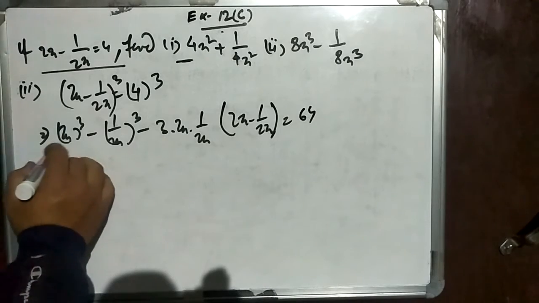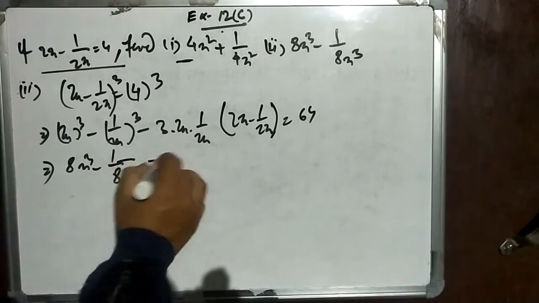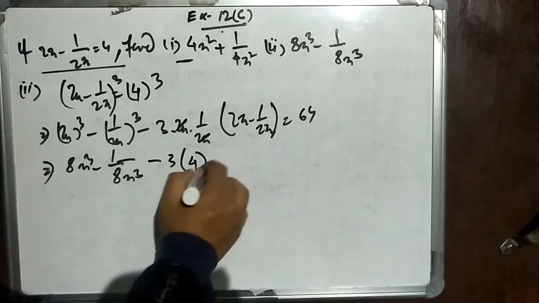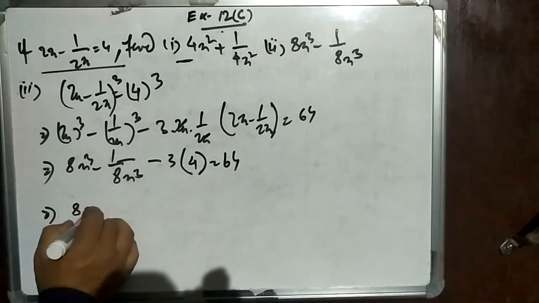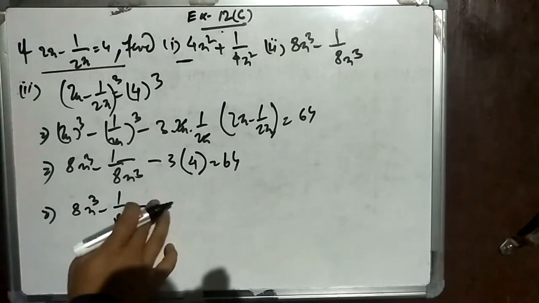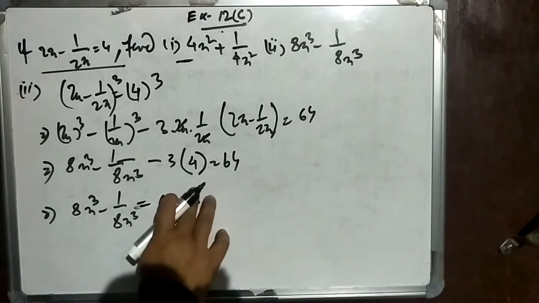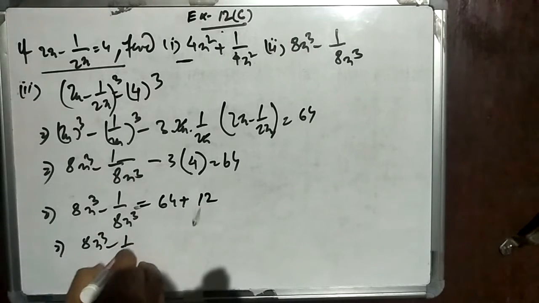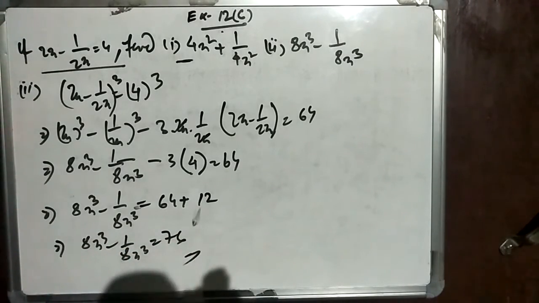Okay, so we can write here 2 cubed is 8x cubed, 1 by 8x cubed minus, this will cut 3, 2x minus, 4 is there, 64, 8x cubed minus 1 by 8x cubed minus 12 is there, so we'll convert into plus 12. Will come here 8x cubed minus 1 by 8x cubed equal to 76. Okay, so both the answers came.